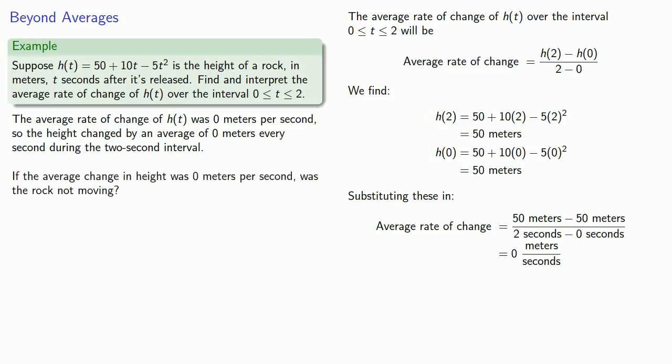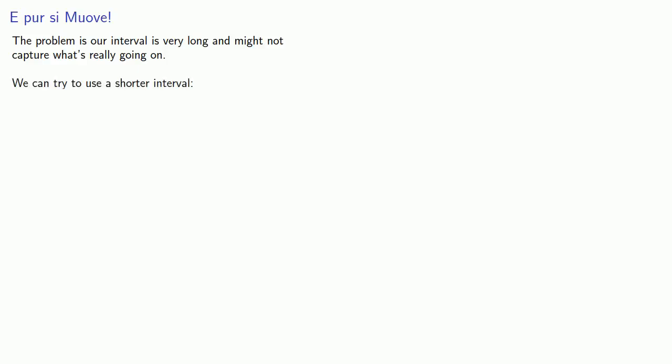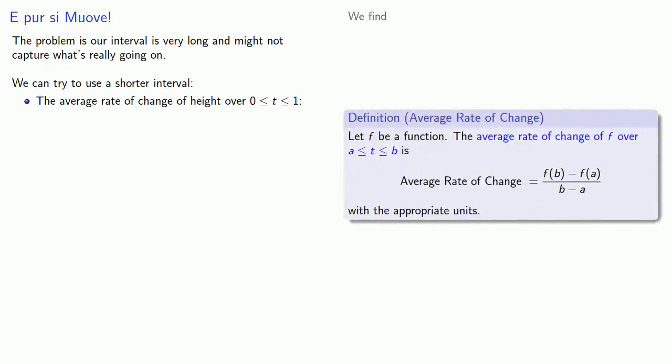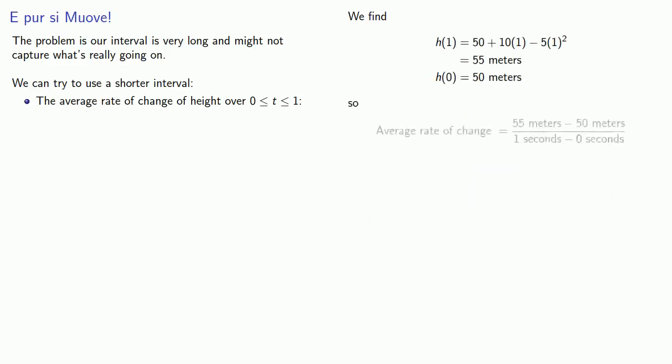If the average change in height was 0 meters per second, was the rock not moving? The problem here is that our interval is very long, and it might not capture what's really going on. And so we can try to use a shorter interval. For example, we might want to look at the average rate of change of height over the interval between 0 and 1. So we'll compute that average rate of change of height and find that it has an average rate of change of height of 5 meters every second.